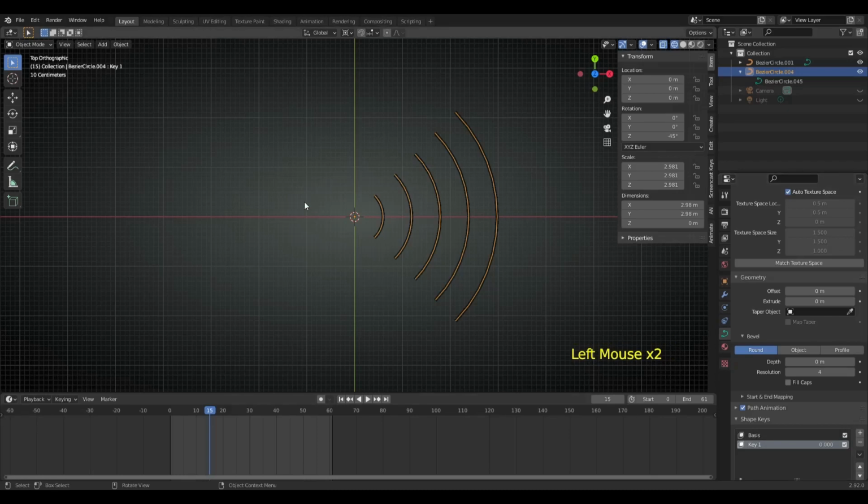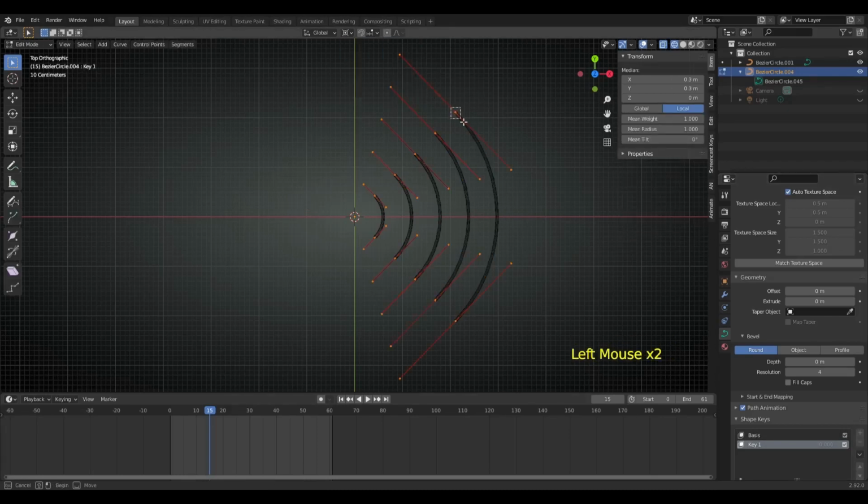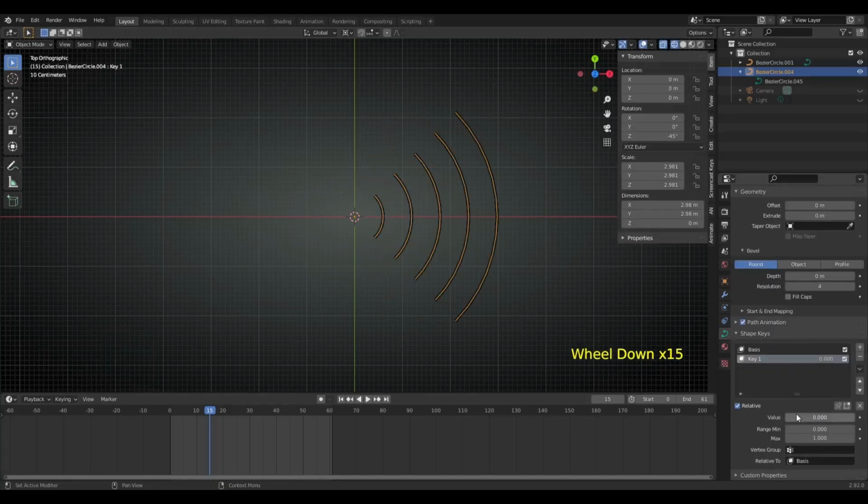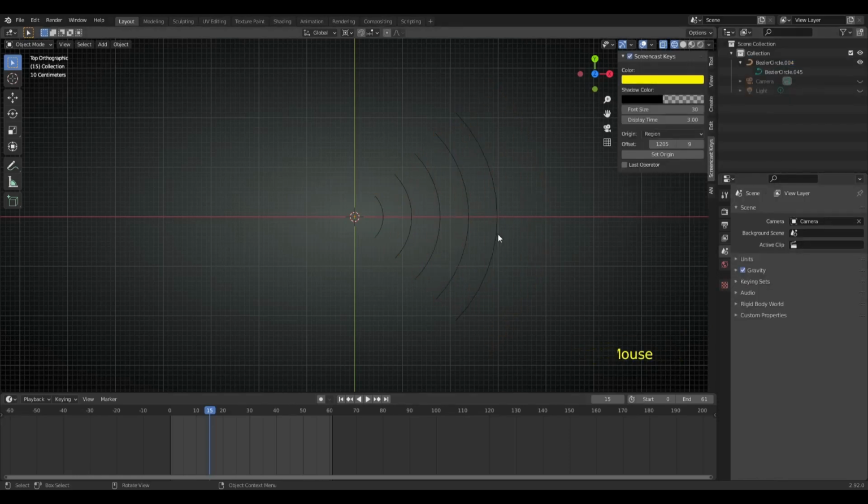Now create two new shape keys, one base and one for editing. In the editing one, scale all segments one by one so they reach exactly the one immediately after it, with a bigger radius. Make sure you scale with the pivot on the 3D cursor, period key, and that the cursor is correctly placed at the center of the wave emission.